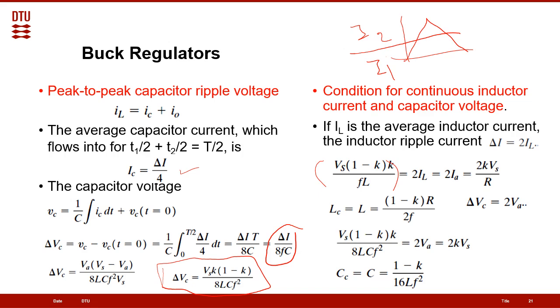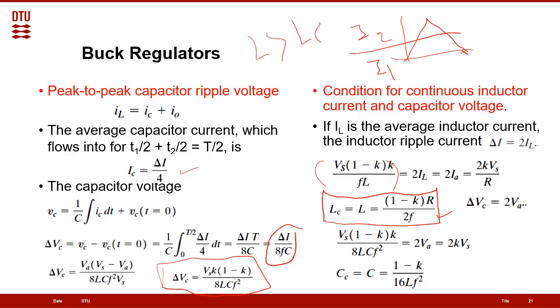And we know from the previous equation that IA will equal KVS over R. So if we do some simplification to get L, then we can find that L will equal this equation. This one is the critical inductance. What does it mean? If the inductor is below this value, then the inductor current becomes less than 0, or the converter will work in discontinuous mode. So for continuous mode operation, your L should be greater than LC.